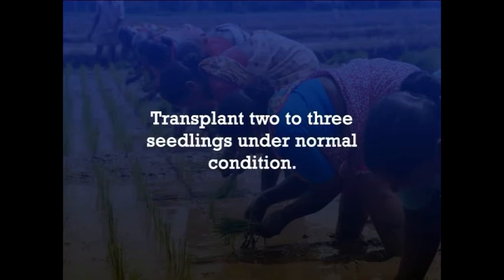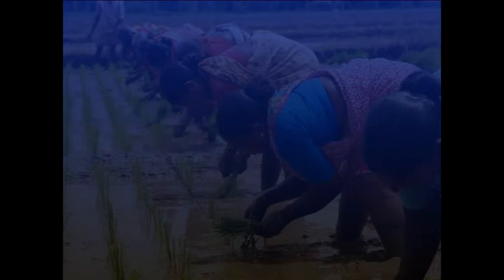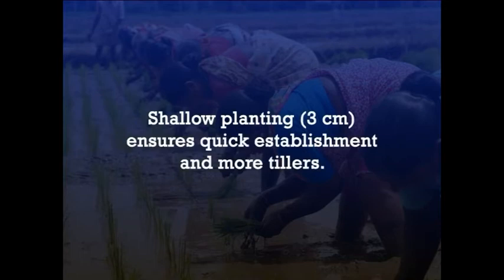As far as possible, delayed transplanting should be avoided because it leads to poor tillering and early flowering of the main tillers, which results in reduction of yield. Transplant 2 to 3 seedlings under normal conditions, and if transplanting is delayed, the number of seedlings may be increased. Shallow planting ensures quick establishment and more tillers.